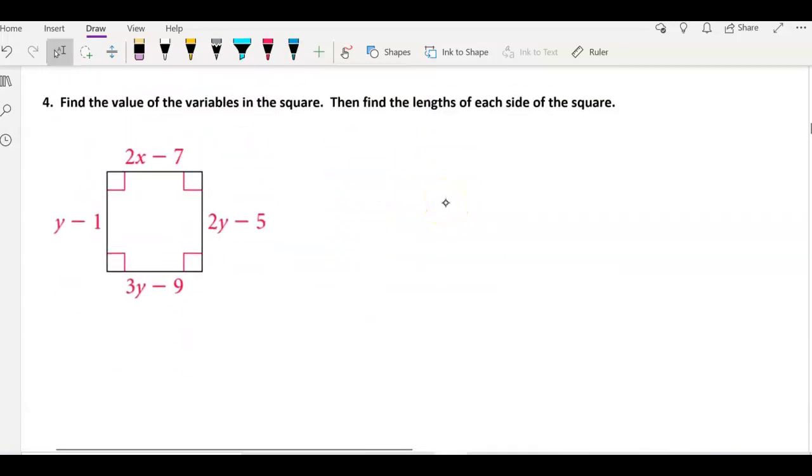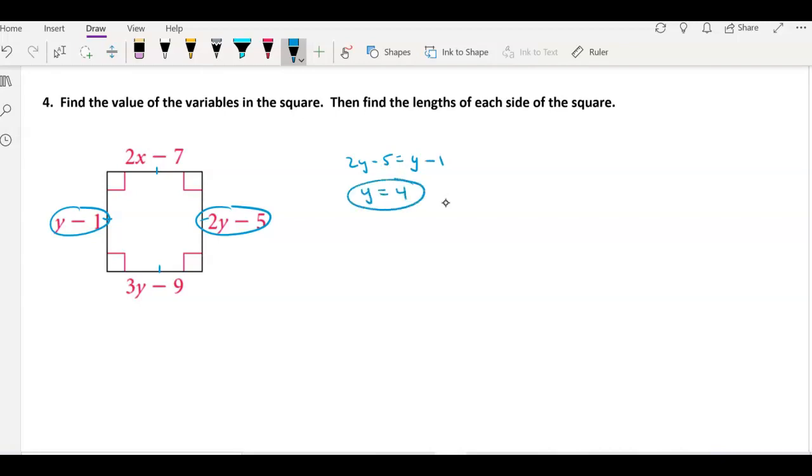All right, the next one. I know this is a square, so I know all four sides are congruent. So the first thing we're going to do is take any two sides and set them equal to each other. Does it matter which one you use? No, I'll use these sides. 2y minus 5 equals y minus 1. When I subtract y, I get y. When I add 5, I get 4. So right away, I know y is equal to 4.